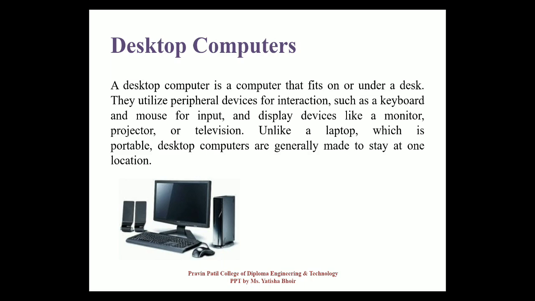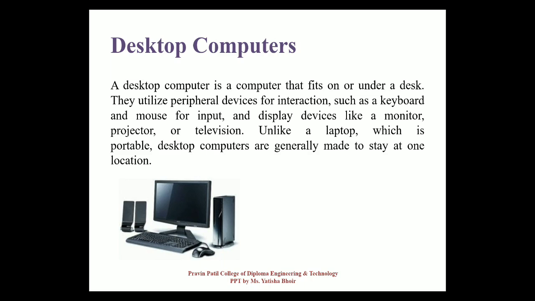So a desktop computer uses peripheral devices for the interaction. If you want to interact with the computer, then we need to use the keyboard and mouse as input, and display devices like monitor, projector, and television for the output. So we use input and output together, which is called peripheral devices, for the interaction.